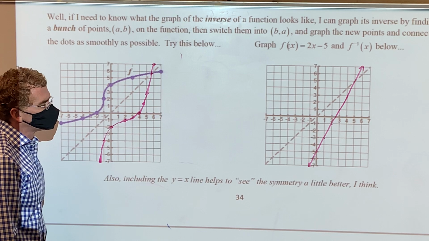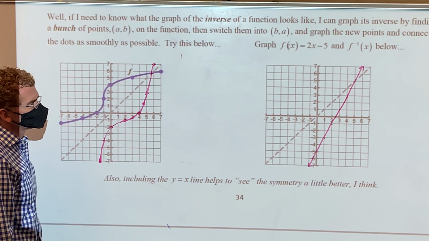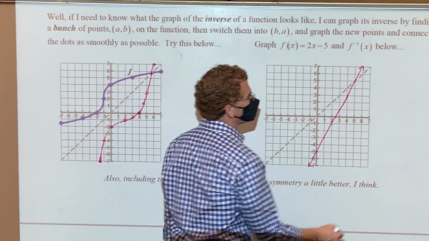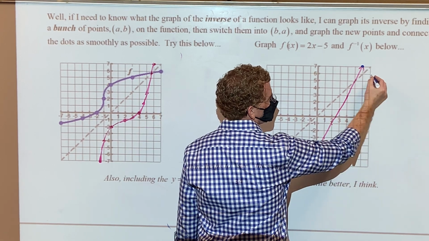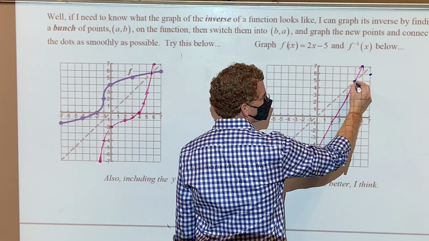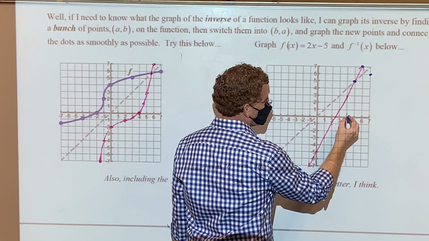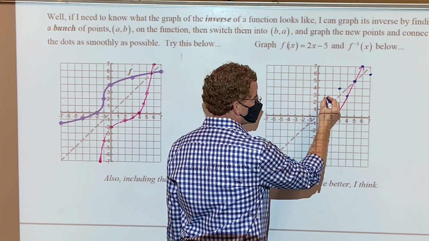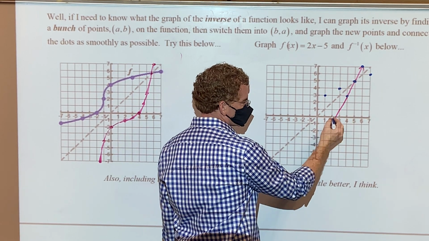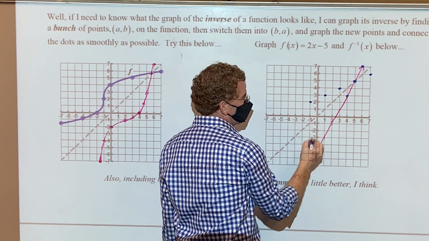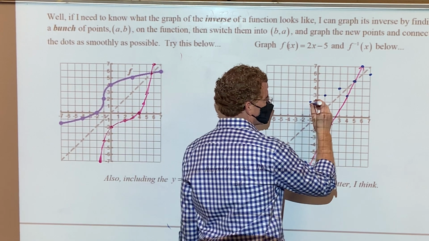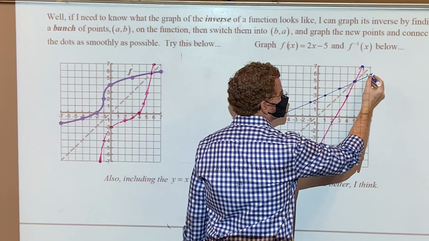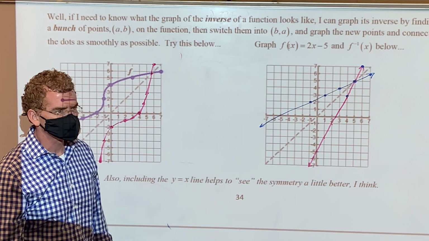I would find the intercepts, find anything I can, and then switch the coordinates. So which points do you know? I know (6, 7), so (7, 6). I know (5, 5), so (5, 5). I know (4, 3), so (3, 4). I know (3, 1), so (1, 3). I know (2, -1), so (-1, 2). And at some point I go, oh wait, these are both lines. That means this is going to have a similar relationship. But they look like mirror images, don't they?